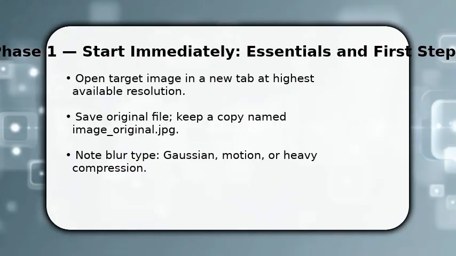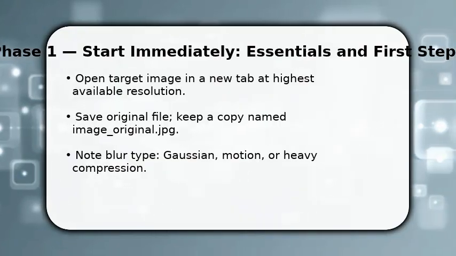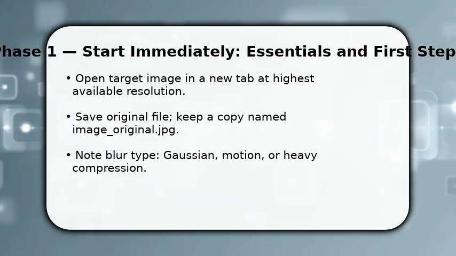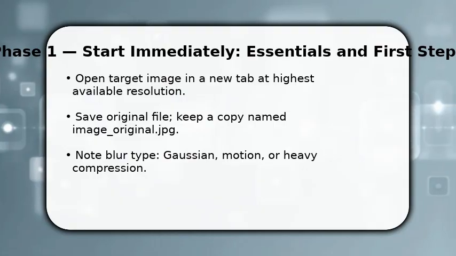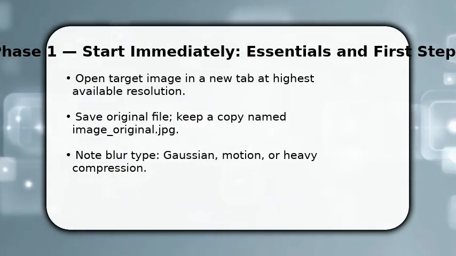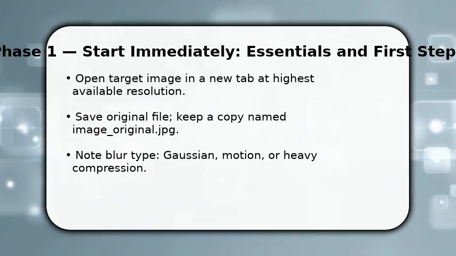Enjoy the video. You start by getting the best input possible. Open the blurred Google image in a new tab and save the highest resolution copy. This reduces lost data. Once done, keep an untouched backup named Image Original JPG so you can compare results.